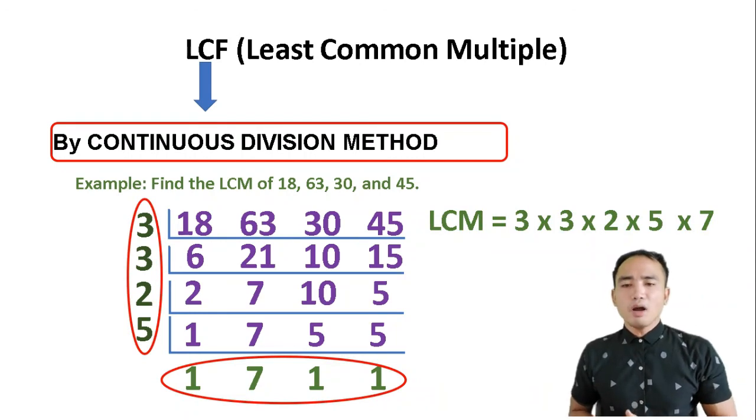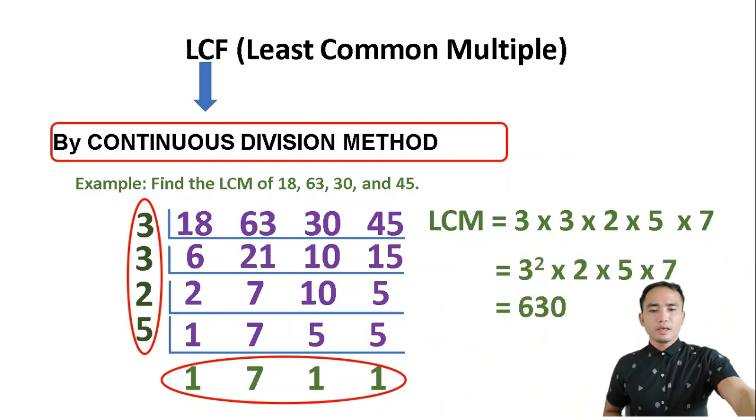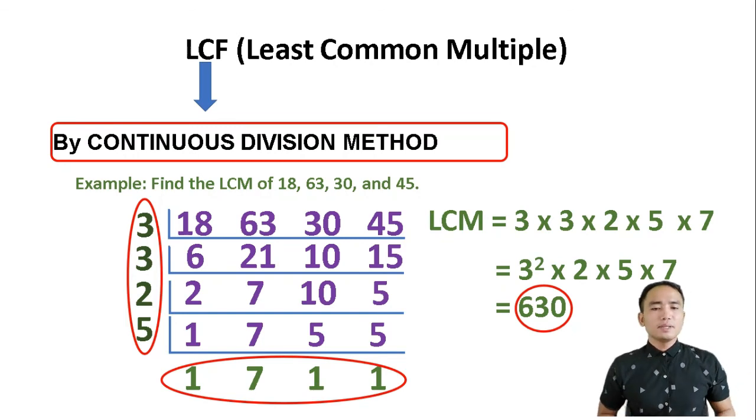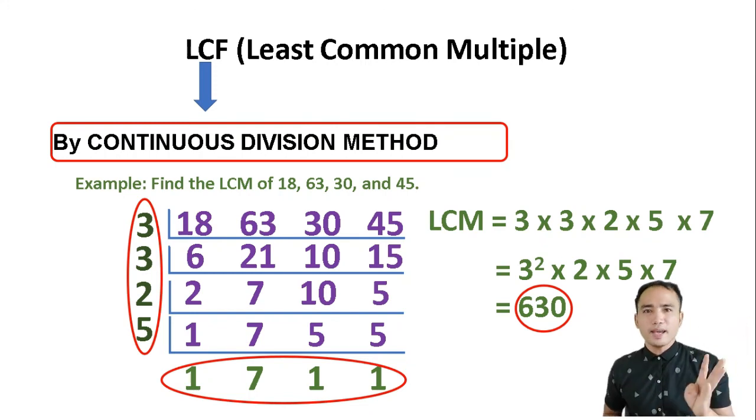Therefore, the LCM of 18, 63, 30, and 45 is equal to 3 raised to 2 times 2 times 5 times 7, or 630. The final answer is 630, and that is our LCM, the number that is divisible by 18, 63, 30, and 45. And that is all about this video.